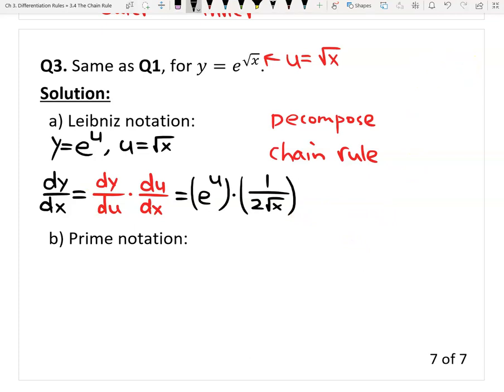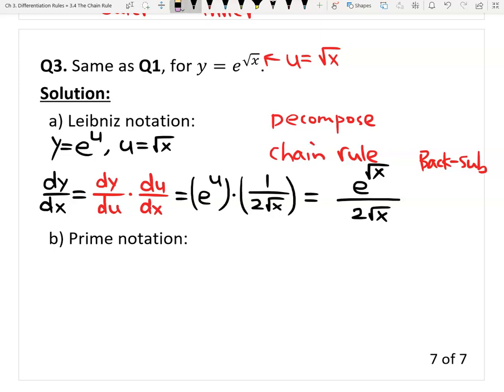The last step, of course: don't leave u here. We don't need u, we need x. So we have to back substitute. So the denominator is 2 times square root of x. I just wrote this fraction. The numerator, of course, is e raised to the u, where u is the square root of x. Can you see? Here is the answer, whatever we get so far. And then later we use the prime notation and compare.